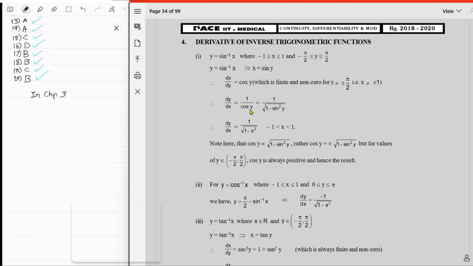Wait, oh, so this thing, cosine y is equal to square root of 1 minus sine squared of y. This is kind of weird because this thing's cosine y, is this necessarily positive? Well, we did say that y is in negative pi upon 2. So maybe you can say it. Okay, interesting. So what you're saying is the derivative of sine inverse of x will always be 1 upon square root of 1 minus x squared.